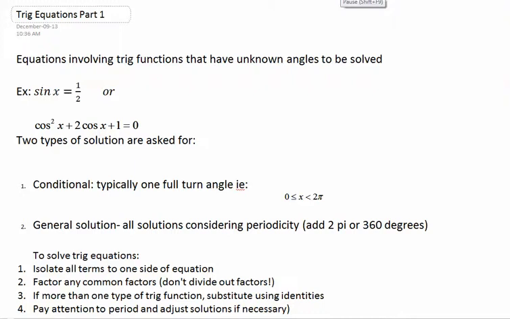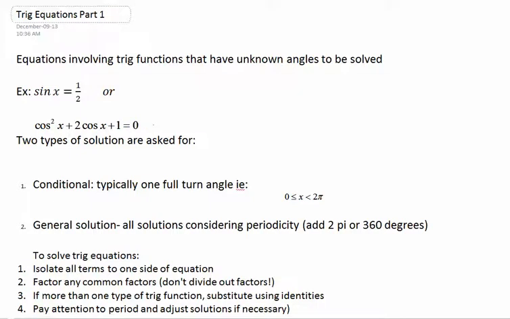In this lesson, I'm going to do an introductory discussion of trig equations and how to solve them for different types of equations. First of all, a trig equation is one that has unknown angles that need to be solved. A couple of examples are given here. They can be as simple as sin x equals 1/2 with unknown angles to find, or something like a quadratic trinomial with trig terms where we would actually have to factor and solve for each part.